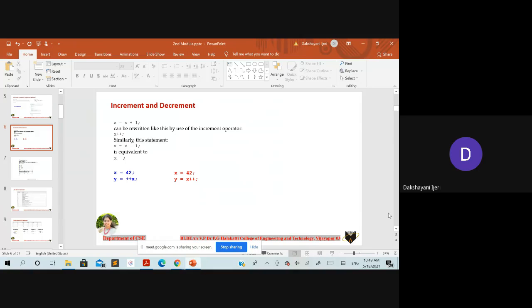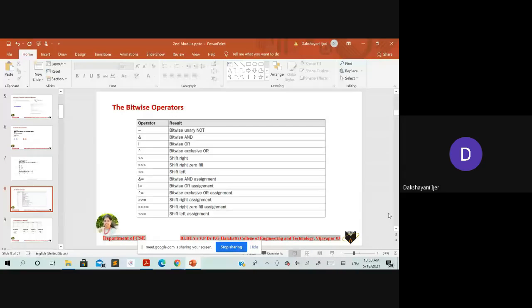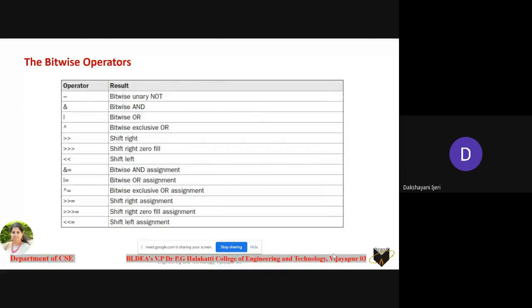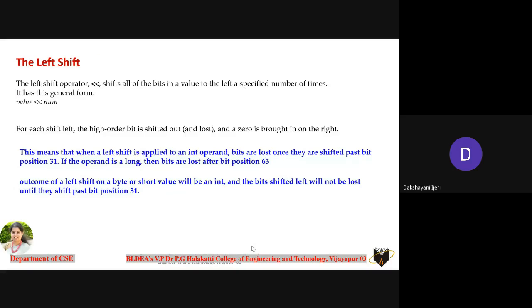Okay. So we have seen what is the difference between the post increment and the pre increment. Even I have clarified with you this example where we had some confusion. Okay. So we have seen the different bitwise operators that are supported there, and the bitwise logical operators that we can use, like the OR operator, AND operator, XOR, and the unary operators. And we have seen how the left shift is carried out.